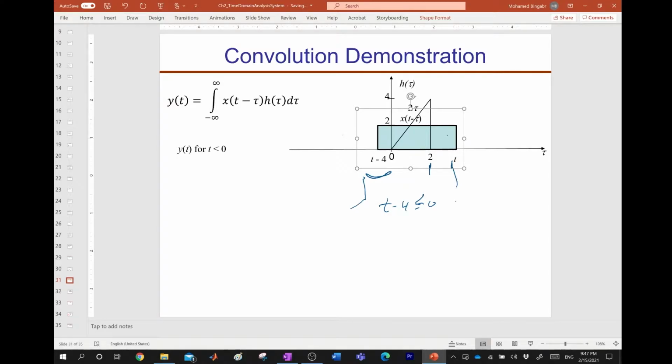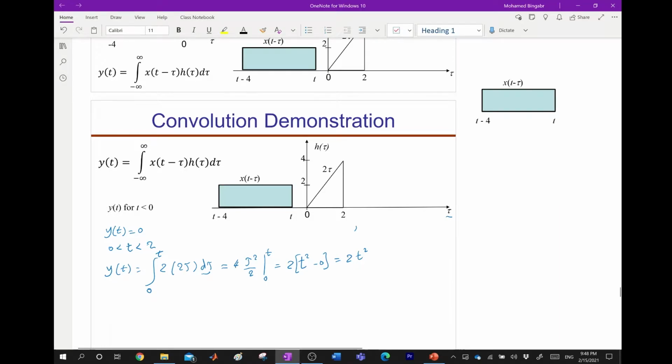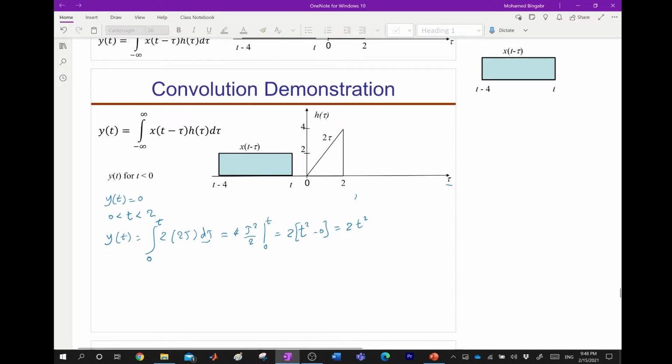As long as t is larger than 2 and t minus 4 is less than 0, there is full overlap. So the condition is t minus 4 is less than 0 and t is larger than 2. From here, t is less than 4 and t is larger than 2. So that means t larger than 2 and less than 4. Okay, so let's calculate y of t for this condition. t is larger than 2 and less than 4.